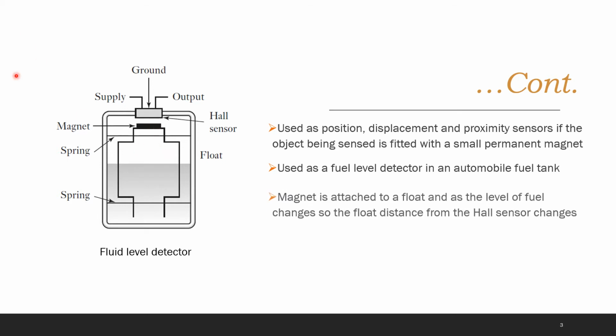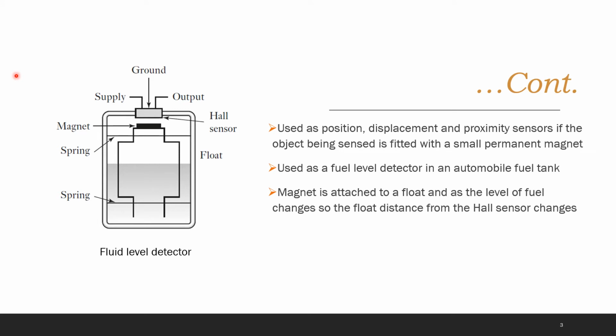I hope all of you know what a float is, which is used to find the level of the fuel, or it is a small object which floats on the fluid used. So since the magnet is attached to the float, now as the level of the fuel in the tank changes, the float will also be changing, meaning the position of the float will also be changing.